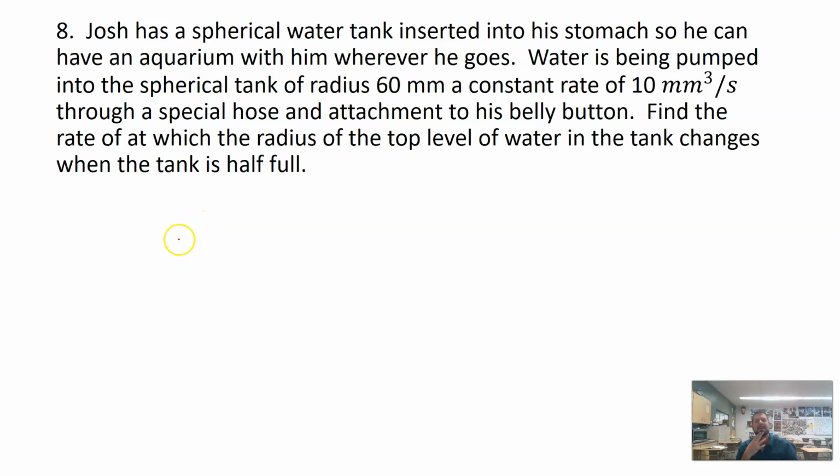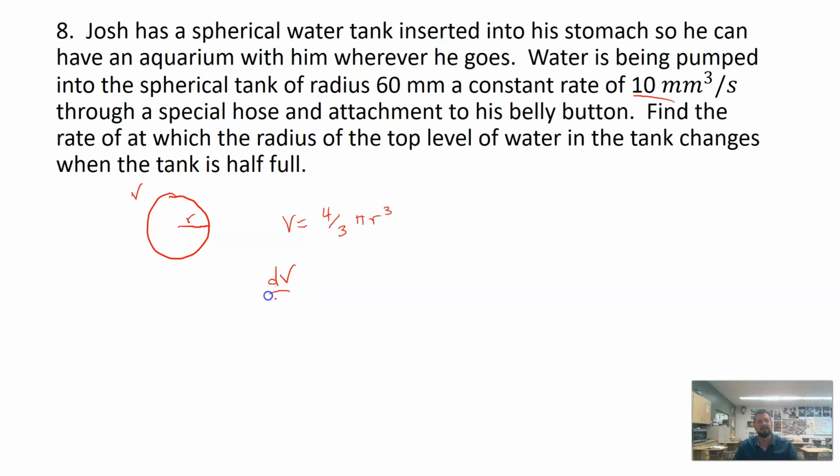Find the rate at which the radius of the top of the level of water in the tank changes when the tank is half full. So I've got this sphere, and you'll notice that it talks about the volume of a sphere. The volume of this sphere is equal to 4/3 times pi r cubed. It talks about the radius in the problem as well when the tank is half full, so I know that's the radius. We've got the volume as well.